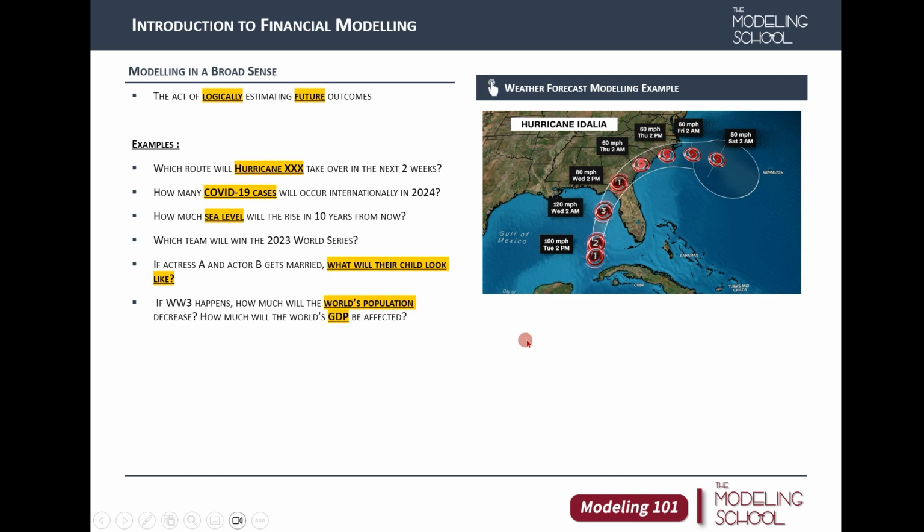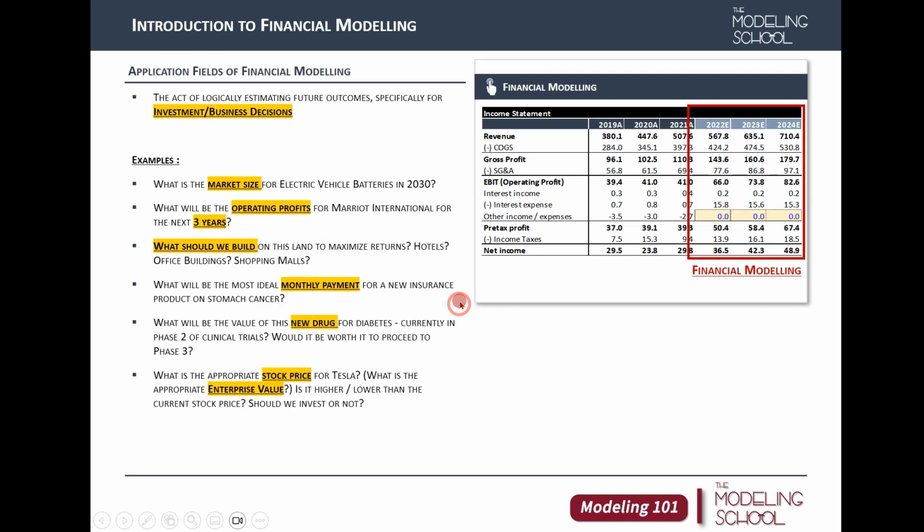But what we're really focused on is financial modeling. It's the same: it's the act of logically estimating future outcomes. It's the same until here. But when it comes to financial modeling, we're modeling specifically for investment decisions or business decisions.